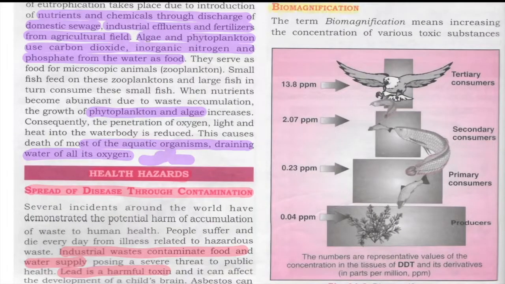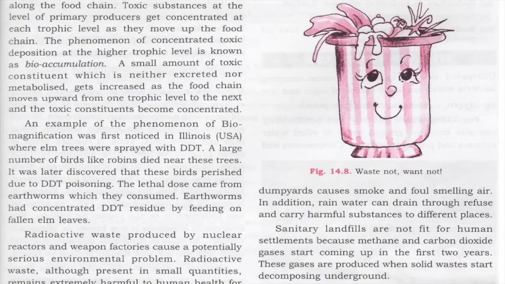Biomagnification. The term biomagnification means increasing the concentration of various toxic substances along the food chain. Toxic substances at the level of primary producers get concentrated at each trophic level as they move up the food chain, and the phenomenon of concentrated toxic deposition at the higher trophic level is known as bioaccumulation.